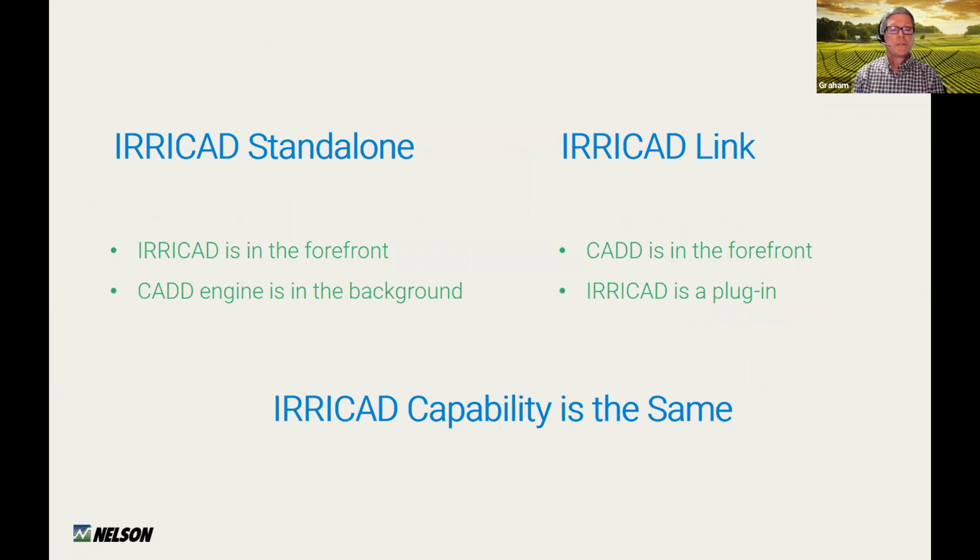So probably the key difference between the two is with IRRICAD standalone, IRRICAD is in the forefront and the CAD engine is in the background. Most of you probably don't realize that the CAD engine is VisualCAD. What you see is IRRICAD, and the CAD engine works in the background. With IRRICAD Link, it's almost the opposite. If you use AutoCAD, what you open up and see is AutoCAD. If you use BricsCAD, what you open up and see is BricsCAD. And IRRICAD is a plugin in those programs, and there are menus available to use the IRRICAD features. The capability of IRRICAD is the same in standalone and Link.